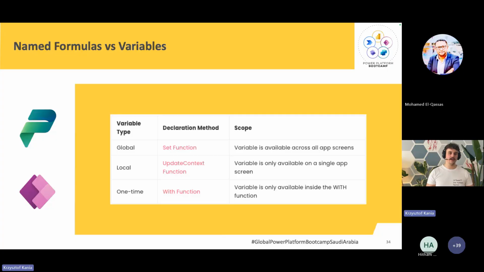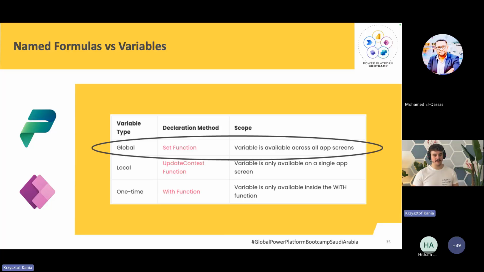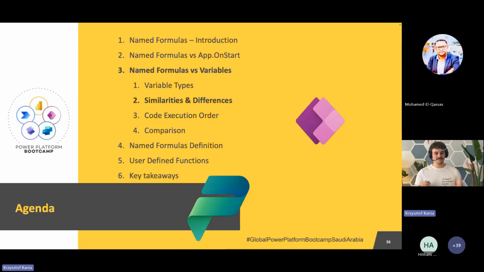So what do you think? What is the most similar variable to a named formula? What is the named formula closest to? The proper answer is global variable. So a named formula is also available all across the application. This is the main similarity. But what are the differences over there?